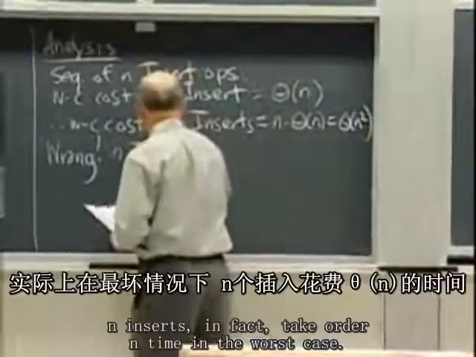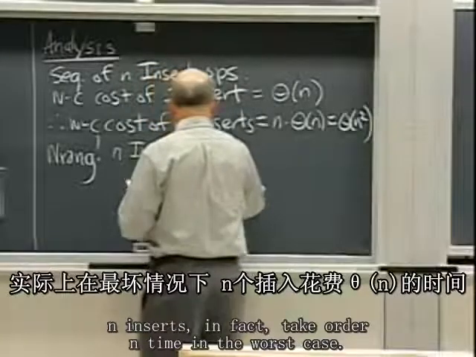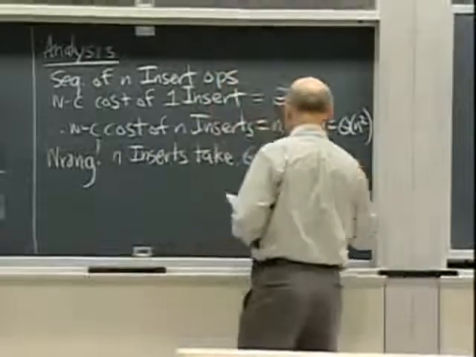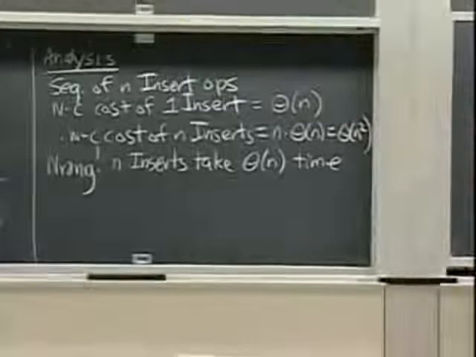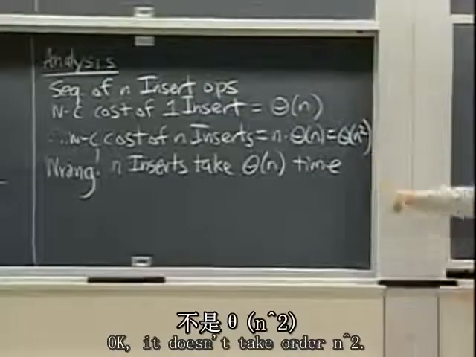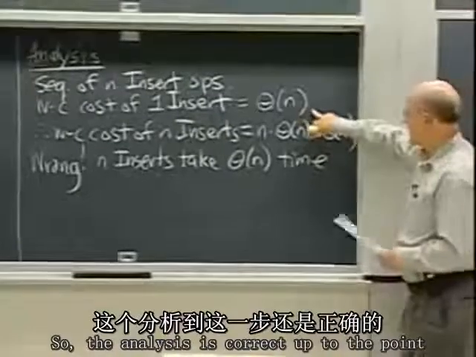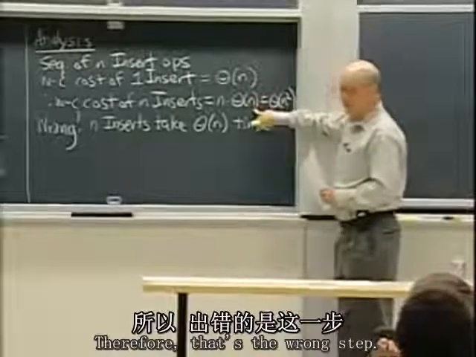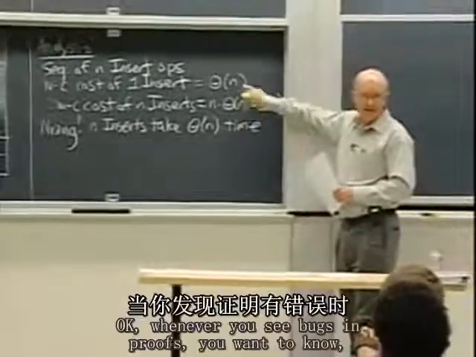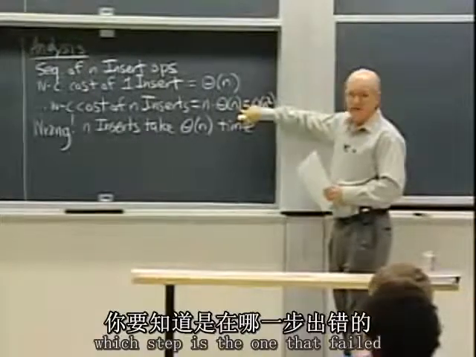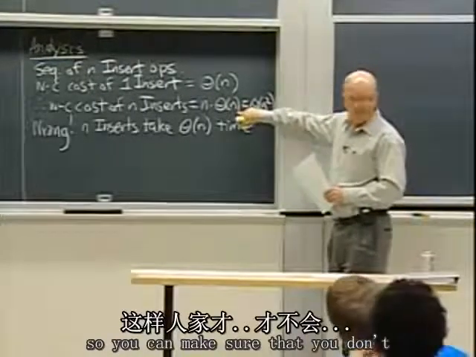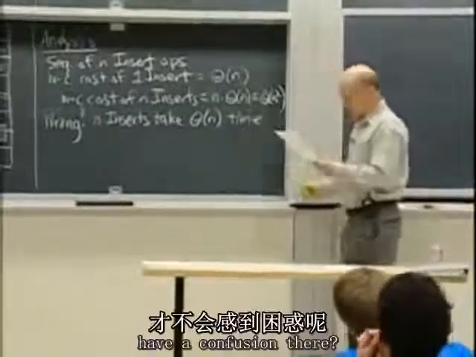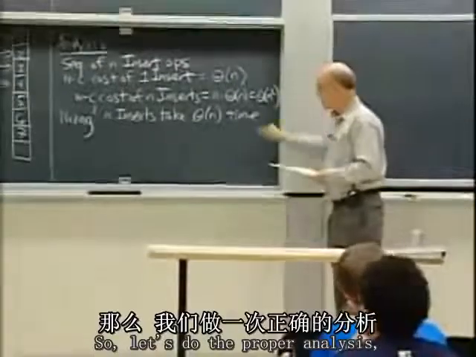N inserts, in fact, take order n time in the worst case. Okay, doesn't take order n squared. So the analysis is correct up to the point where we said the worst case of one insert was order n. That's the wrong step. Okay, whenever you see bugs in proofs, you want to know which step is the one that failed so that you can make sure that you don't have a confusion there. So let's do the proper analysis.